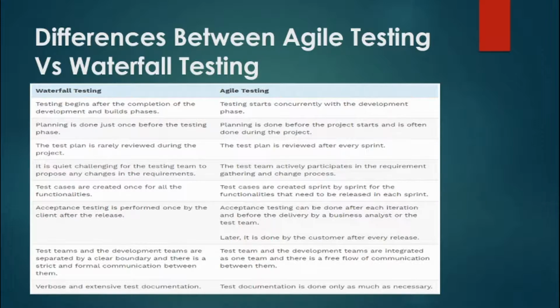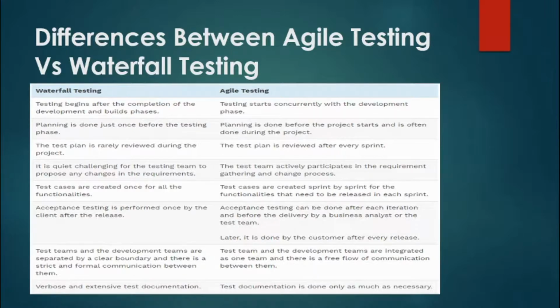In waterfall, it is quite challenging for the testing team to propose any change in the requirement because the requirement is frozen during the requirement analysis process only. And once you come from the requirement analysis phase to design, the requirement is frozen. No changes are made to the requirement. Whereas in agile, the test team actively participates in the requirement gathering and change process. In waterfall, test cases are created once for all the functionality, whereas in agile, test cases are created sprint by sprint for the functionality that needs to be released in each sprint.